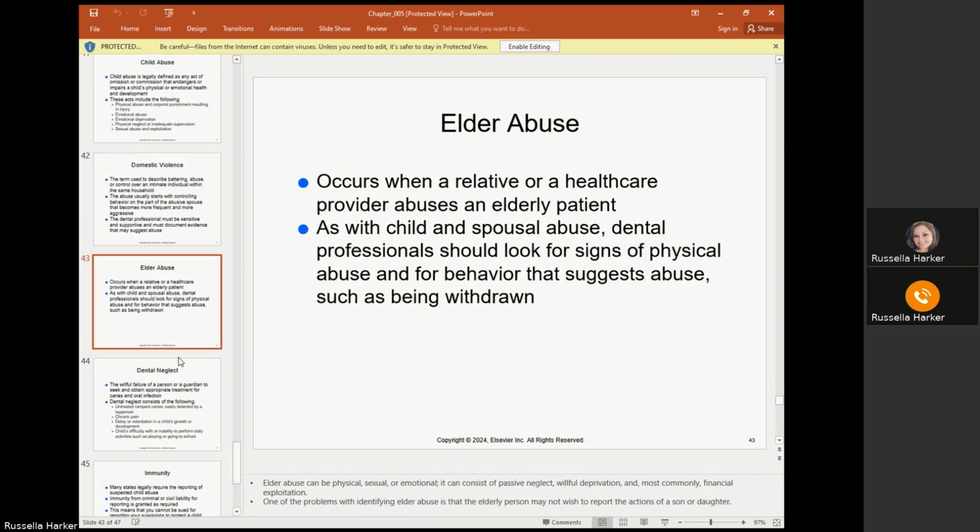With elder abuse, it occurs when a relative or a healthcare provider abuses an elderly patient. So the same as with child and spousal abuse, we have to look for signs of physical abuse or behavior that suggests abuse, such as being withdrawn. Elder abuse can be physical, sexual, or emotional. It can consist of passive neglect, willful deprivation, and most commonly financial exploitation. One of the problems with identifying elder abuse is that the elderly person may not wish to report the actions because it's a family member and they don't want to get that family member in trouble.